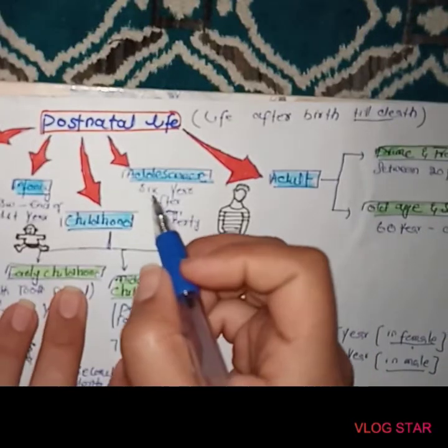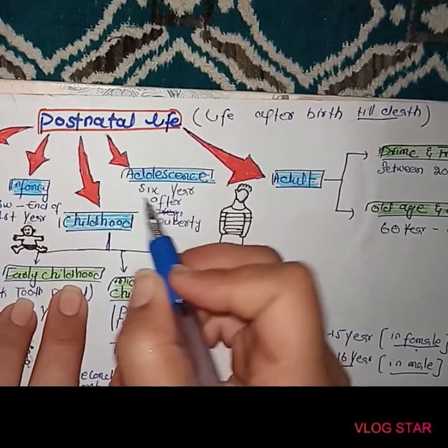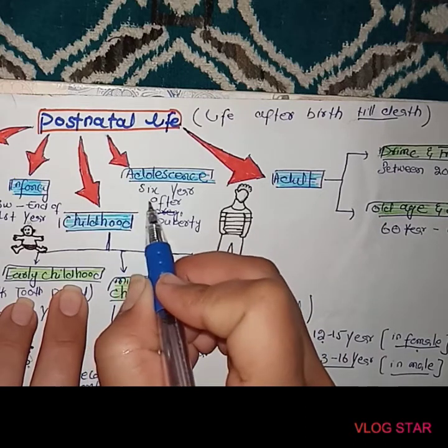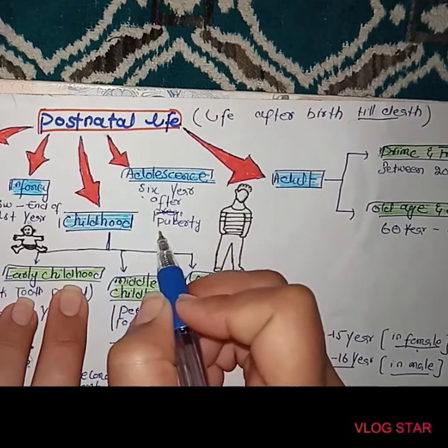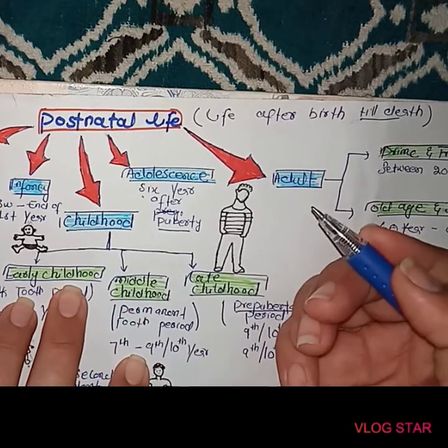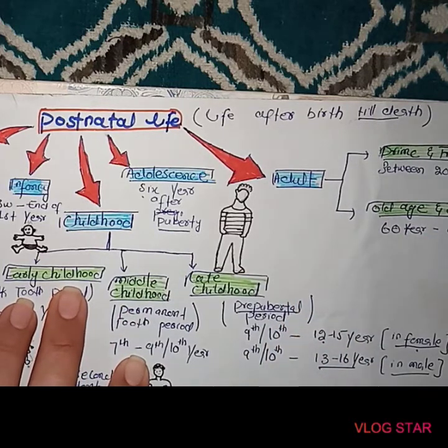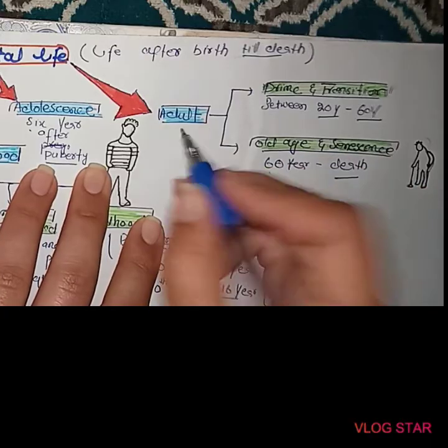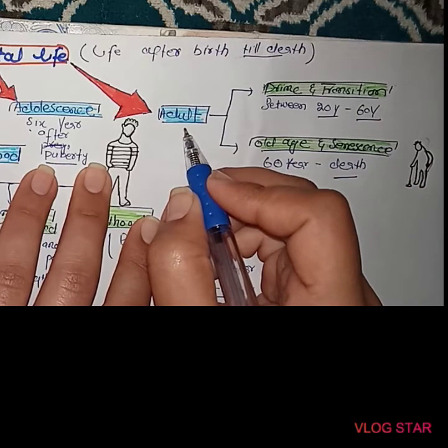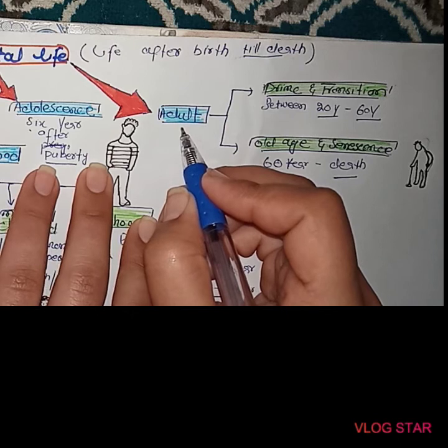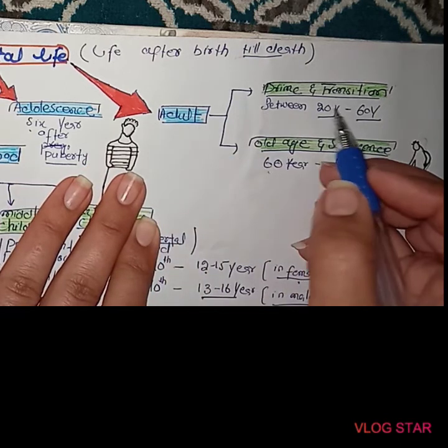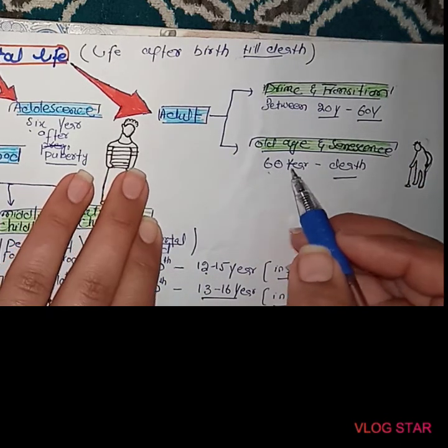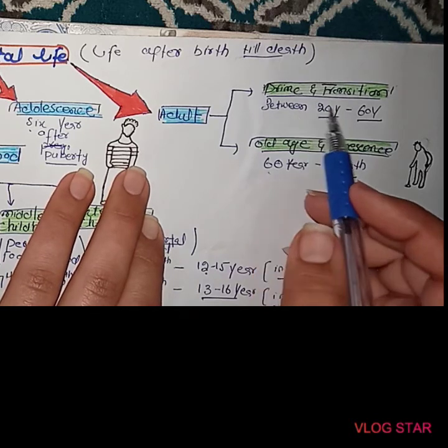Okay, the next stage is adolescence. This stage starts after puberty. This is the teenager stage, and a lot of mental changes and also physical changes occur in this stage. And the 5th and last stage of the postnatal life is adult, and we divide the adult into the prime and transition stage, and the old and senescence stage.